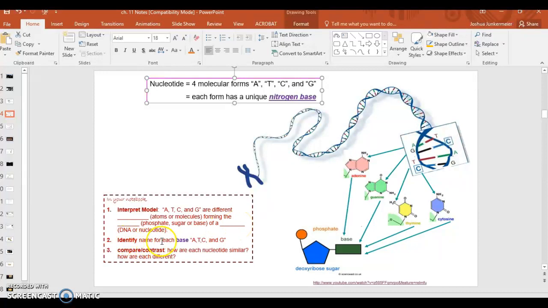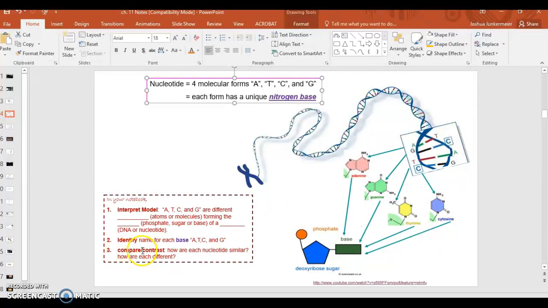Number 2, it says identify the name for each base. So just like I've done for you, just write A equals adenine, T equals thymine, C equals cytosine, and then G equals guanine. So spell them just like you see them.